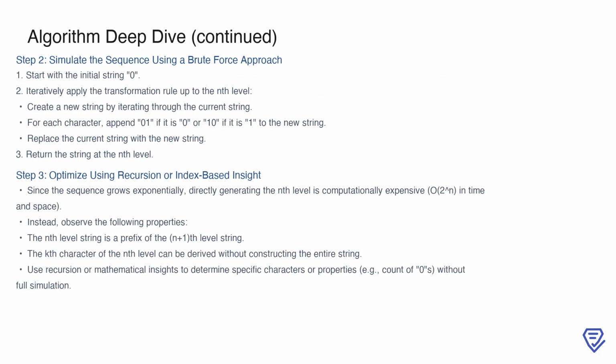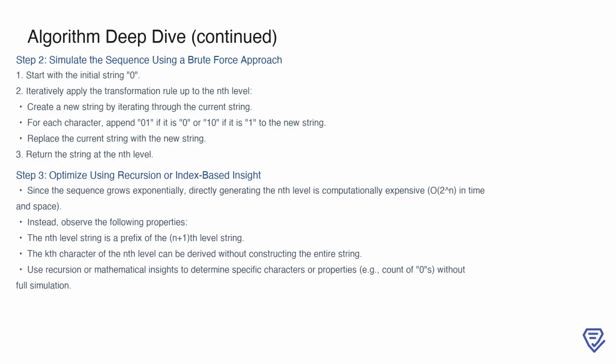One way to solve this problem is by simulating the sequence step by step using a brute force approach. Starting with the initial string 0, we iteratively apply the transformation rule for each level. This means that for every character in the current string, we append 01 if the character is 0, or 10 if the character is 1, to create a new string. After processing all characters, the new string becomes the current string for the next iteration. We repeat this process until we reach the desired level and then return the resulting string. However, this approach is highly inefficient for large values of n because the sequence grows exponentially, requiring both O(2^n) time and space.